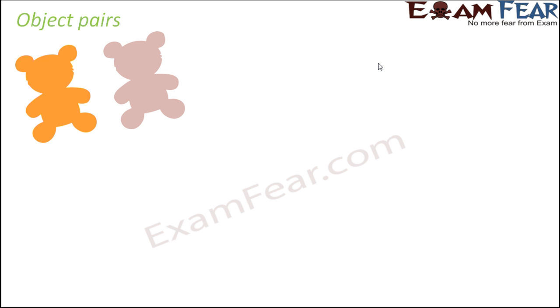Now again, we are not bothered about the color of the toys. We are just worried about their shape and their size. Now in this case, if you try to overlap these two toys, they are going to exactly cover each other. So we can say that these two are congruent.